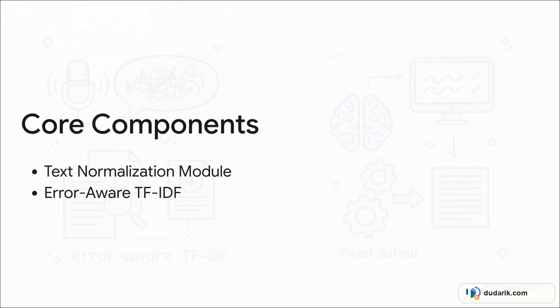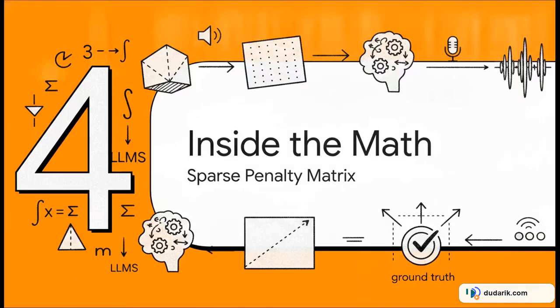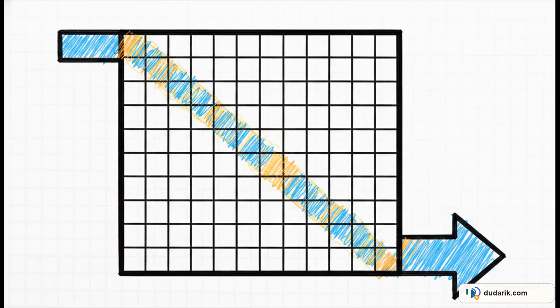It mathematically weights the retrieval step to anticipate the exact kind of mistakes the ASR is known to make. Let's look under the hood in Section 4, inside the math. Okay, so the absolutely crucial point here is that instead of heavy vector databases or those complex cross-attention embeddings we talked about, it uses a sparse diagonal penalty matrix. Let me break that down.